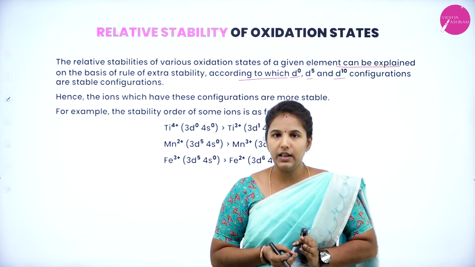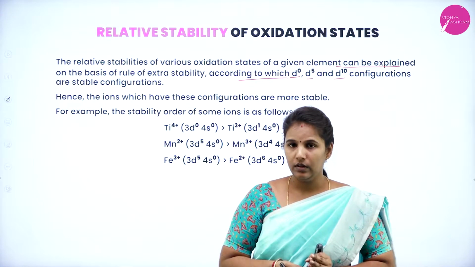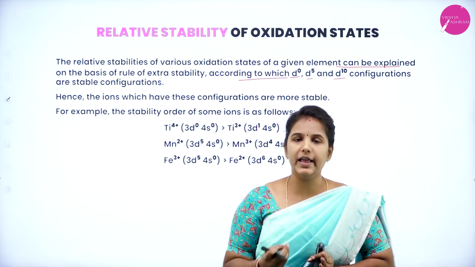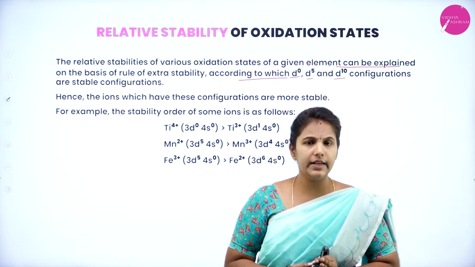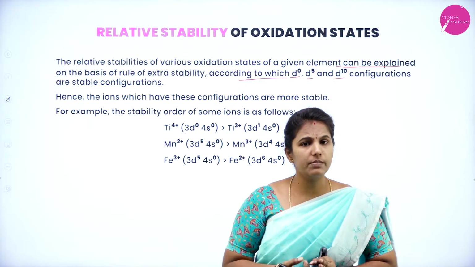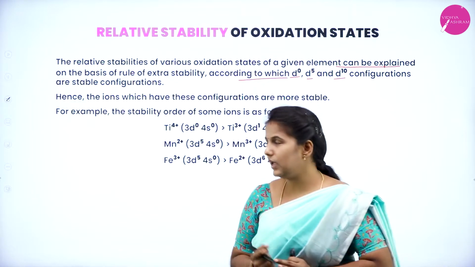Suppose the given element consists of 0 electrons in the 3d shell, or 5 electrons in the 3d shell, or 10 electrons in the 3d shell, then that element becomes very stable. Is that right? The elements will become very stable.